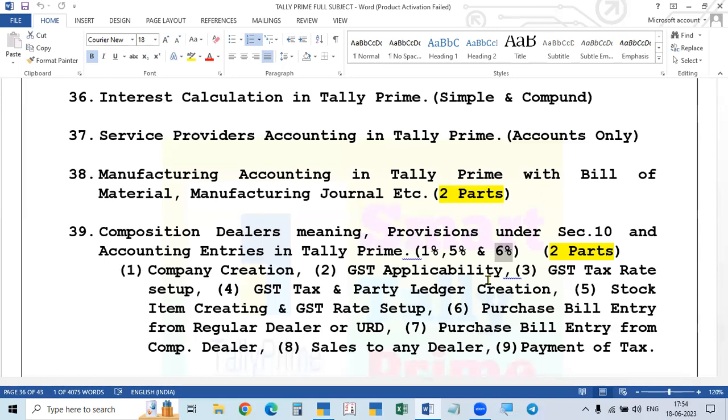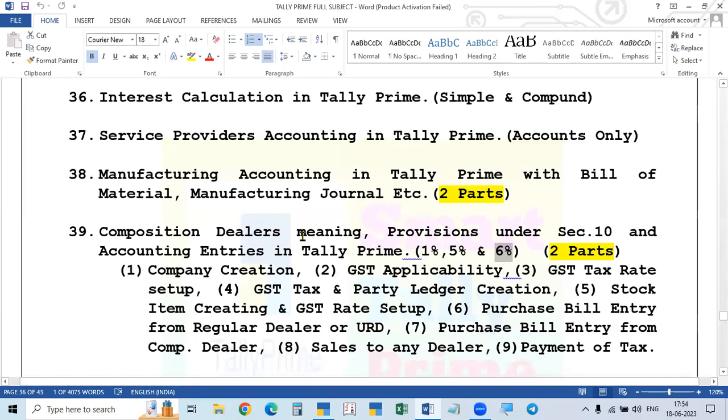And above 1.5 crore, the others cannot be under the composition scheme. They will become regular dealers, regular taxable persons. Okay, this is how we pay, and this is how the tax is calculated.